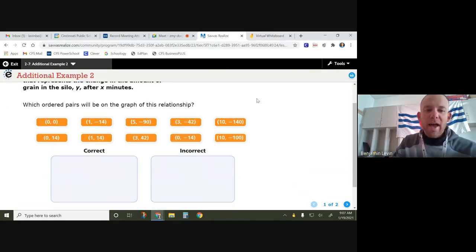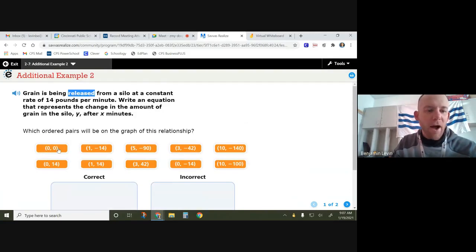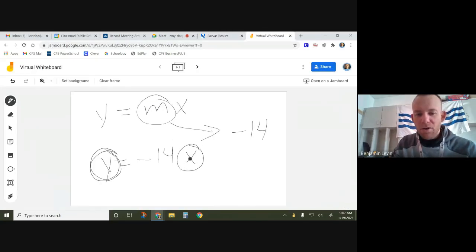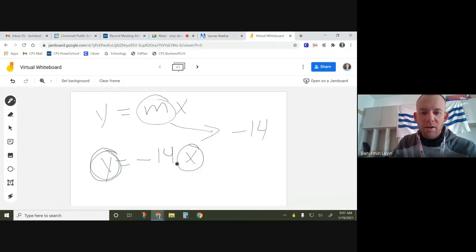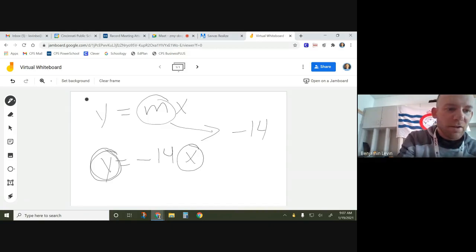So now we need to find which ordered pairs are here. So let's try this out. This is x comma y, remember, x comma y. So if x is 0, 14 times 0 is 0. So if x is 0, y is 0. Right? Let's do 1 here. If x is 1, 1 times negative 14 is negative 14. You can even make a chart on this. Let's do this.